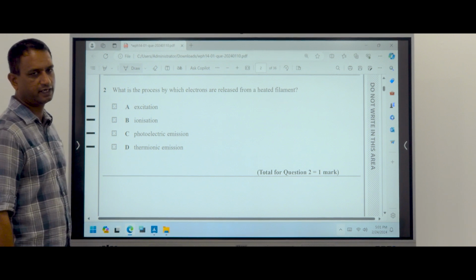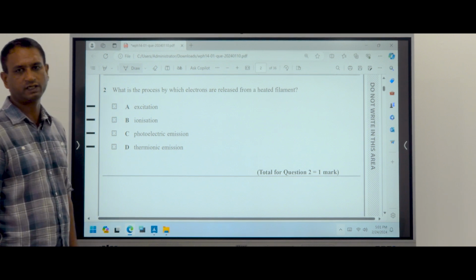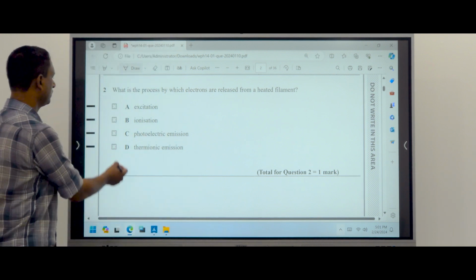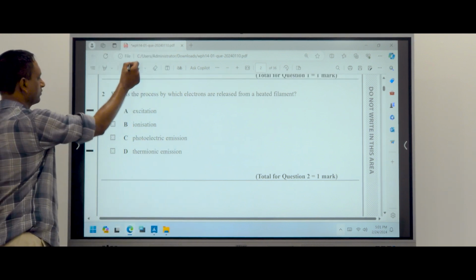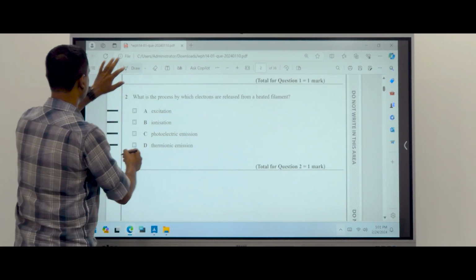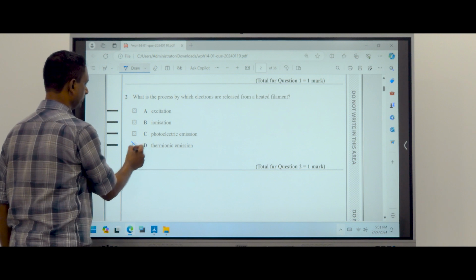What is the process by which electrons are released from a heated filament? This is a theory question. In a heated filament, electrons are removed due to thermionic emission.